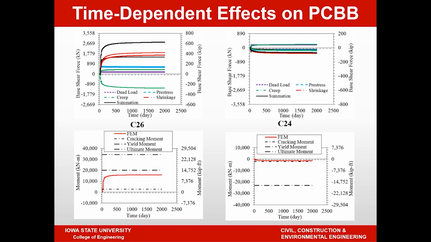In the bottom, you see the corresponding moment, and on top of the corresponding moment, I've also shown the cracking moment, the yield moment, and the ultimate moment. So if you look at column C26, in this case, you can see that the moment buildup is getting very large and getting closer to the yield moment, whereas in column C24, the buildup of moment is small enough that you're not even expecting the columns to experience any flexion or cracking.